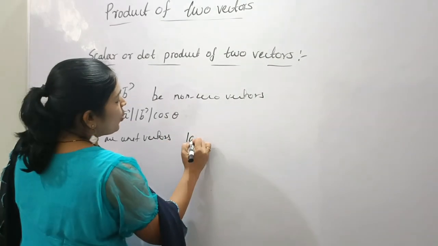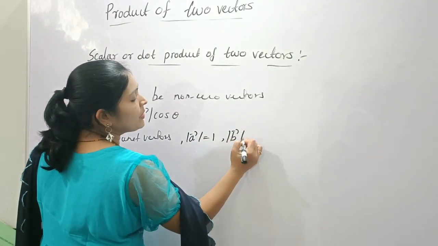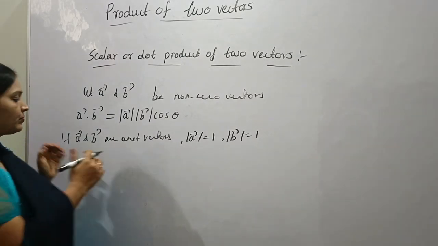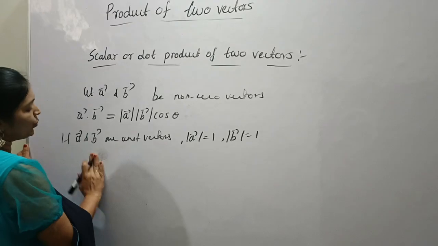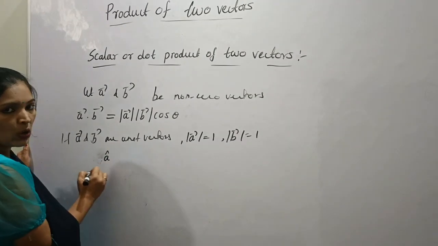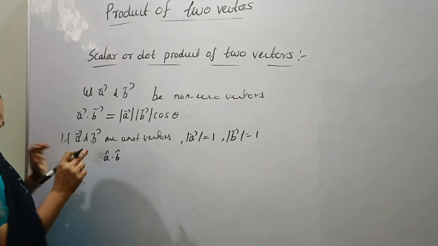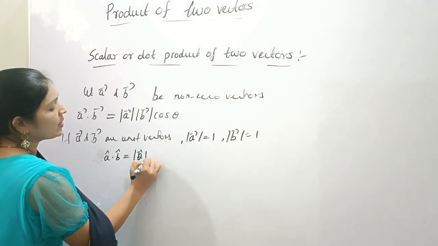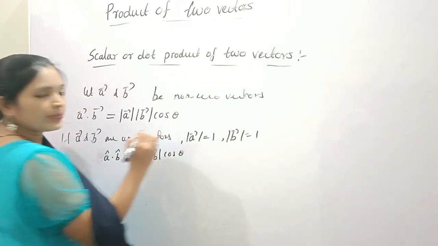That is, modulus of vector A is equal to 1 and modulus of vector B is equal to 1. Then what is the scalar product of them? Since these are unit vectors, we can write A cap, B cap. Vector A dot vector B is equal to modulus of vector A into modulus of vector B into cos theta.